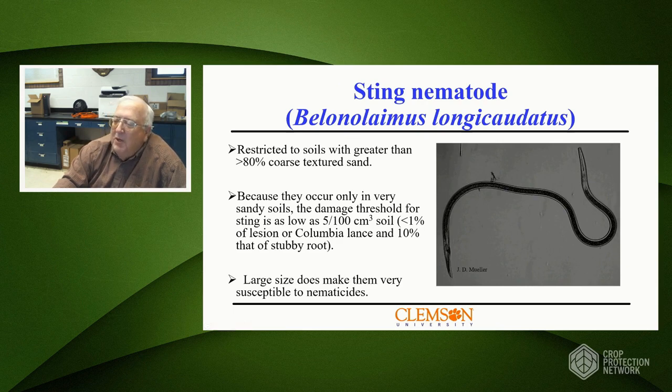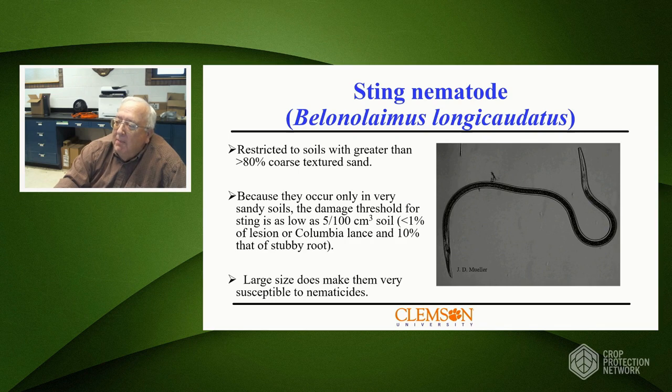if Columbia lance nematode is a big nematode, sting nematode is 2 or 3 times bigger, and as you can imagine, is capable of causing more damage. It likes very, very coarse textured, sandy soils, and it can do a lot of damage. A threshold for lance, we usually cite 75 per 100 milliliters of soil. With sting nematode, 2 or 3.